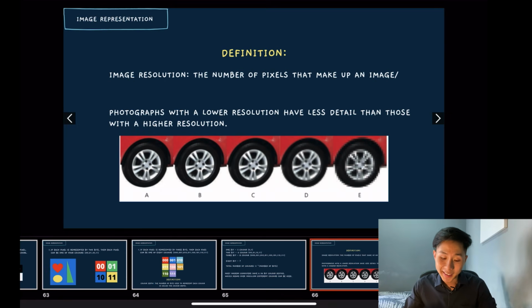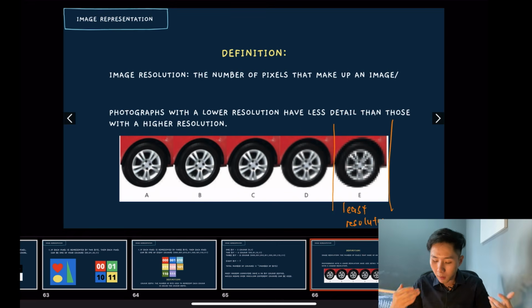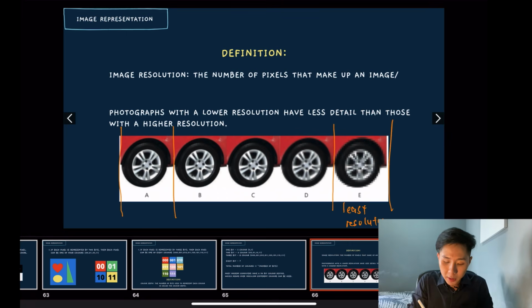So that's color. Another term that can affect the quality of an image is called image resolution, which is the number of pixels that make up an image. So try to look at this diagram from A to E. The rightmost image here has the least resolution, which means the number of pixels, the number of boxes that form the image, is the least. This is why it has the lowest quality. However, if you look at the leftmost image, it is the clearest because it has a higher image resolution, more pixels to represent that image. So this is the definition of image resolution: the number of pixels that make up an image.